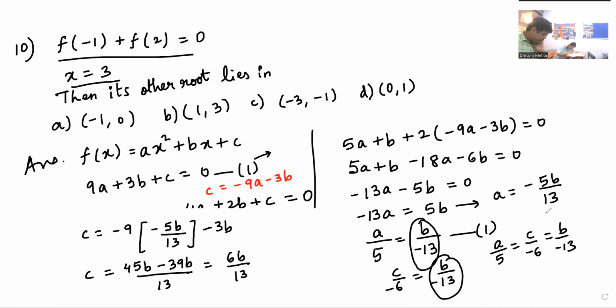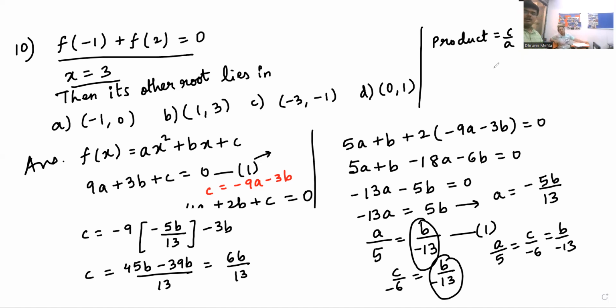And what are we supposed to find? We have to find which interval the other root lies in. From here, can you tell me what is the product of roots? Do you know this formula for a quadratic? Yes, the product of roots is c by a. What is c by a over here? c by a is going to be minus 6 by 5. So we are getting the product as minus 6 by 5.